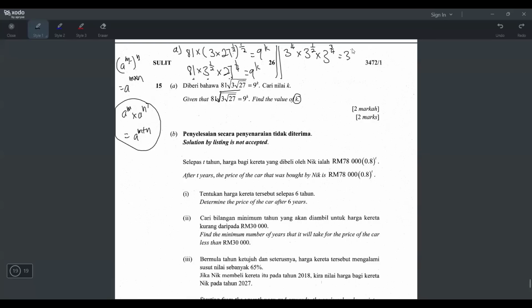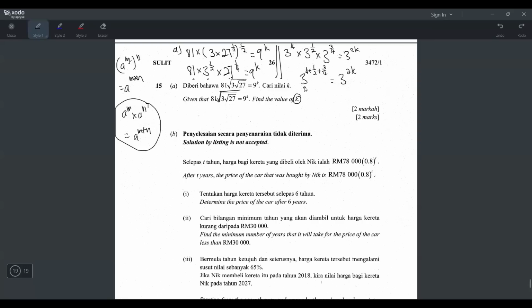So I will change to base 3 also. 9 is 3 power 2, but then I have power k, right? So what is 3 power 2 power k? 3 power 2k, because the 2 and k, you just multiply them. So you get it like this, right? Now can you combine these 3 into a single base? Yes, because they are the same base, and also it's multiplication. Not only the same base, it has to be multiplication, then only can you combine into a single base, but the powers need to be added. So it becomes 4 plus 1 over 2 plus 3 over 4, and on the right hand side is 3 power 2k.